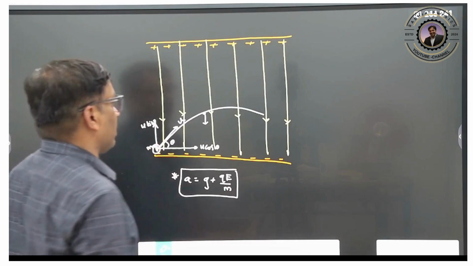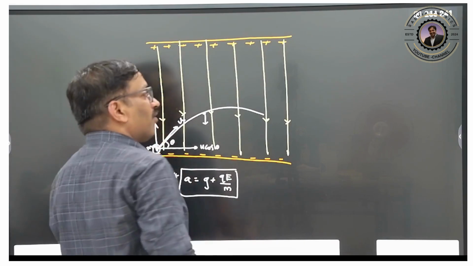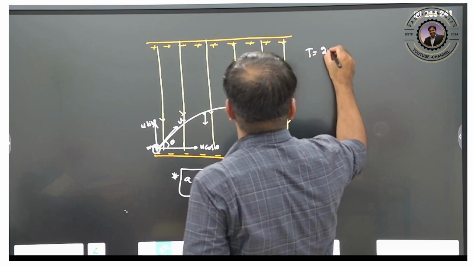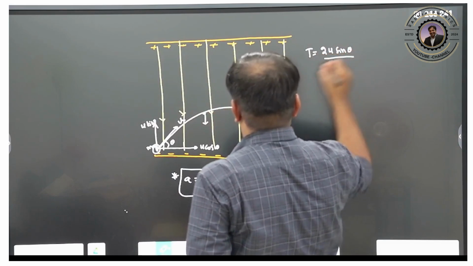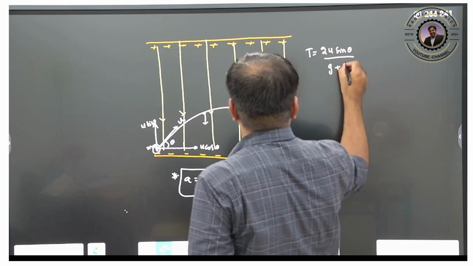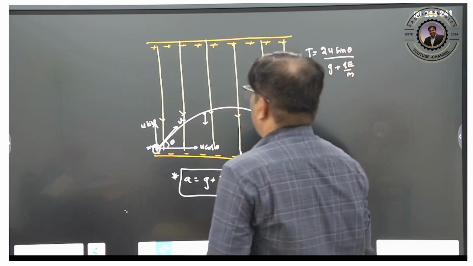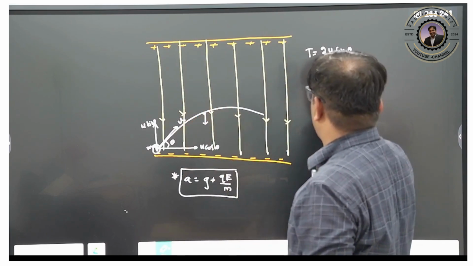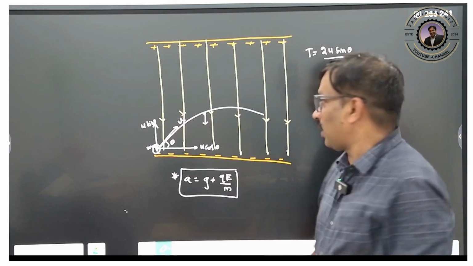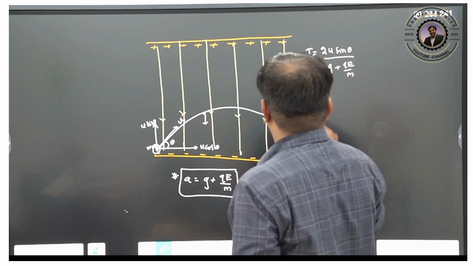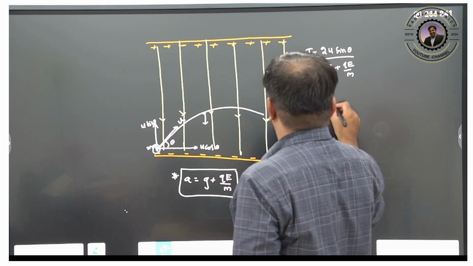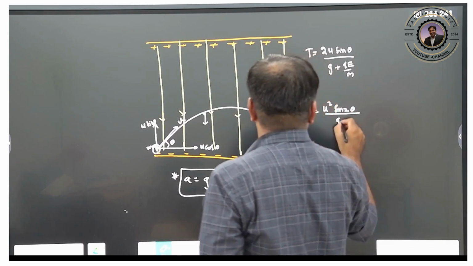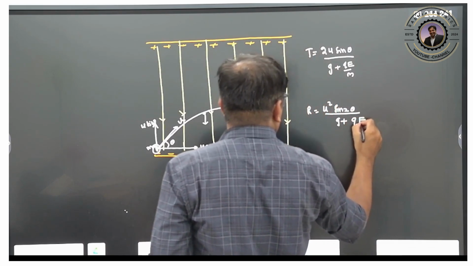So we know the time of flight is nothing but 2u sin theta by g, where g is nothing but g plus qE by m. Direction also matters: suppose a negative charge is given, then you would have written g minus qE by m, right? And the range formula is u square sin 2 theta by g, where g is g plus qE by m.